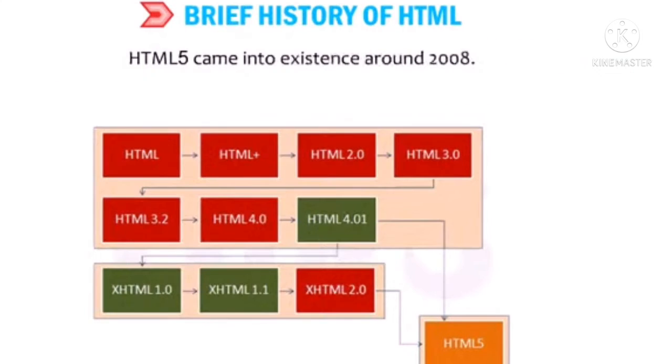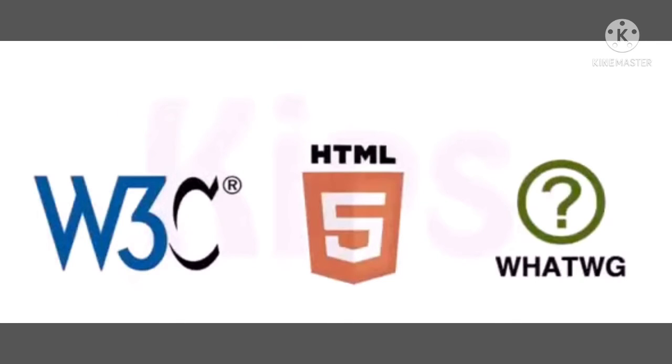And when did HTML5 come? Yes, that is in 2008. Some of the organizations involved in developing HTML5 were W3C, that is World Wide Web Consortium, and WHATWG, that is Web Hypertext Application Technology Working Group. So that's about the history of HTML. Now let's see which tools are to be used while we are working with HTML documents.